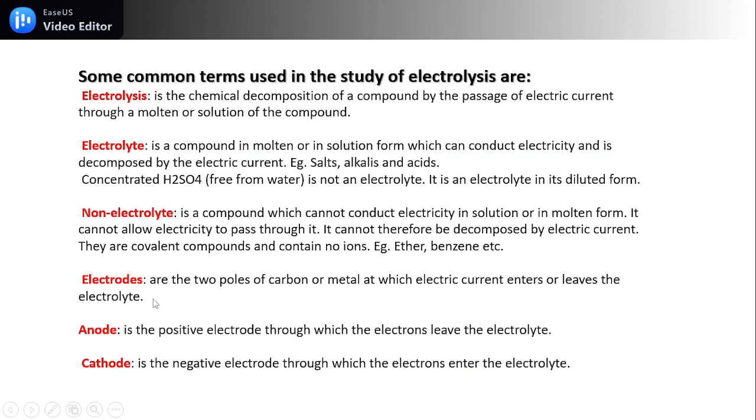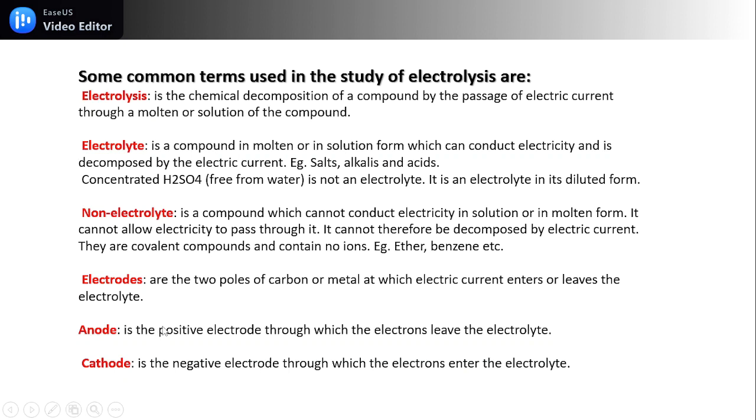Electrodes here as well, because these are the terms we'll be using when we are treating how the electric current is passed through the molten or solution of the compound, which is known as electrolysis. So electrodes are the two poles of carbon or metal at which electric current enters or leaves the electrolyte. They are like the terminal by which electric current enters the compound, like a passage. So electrodes are like passages, like the terminals. They are the two poles of carbon or metal at which the electric current enters or leaves the electrolyte.